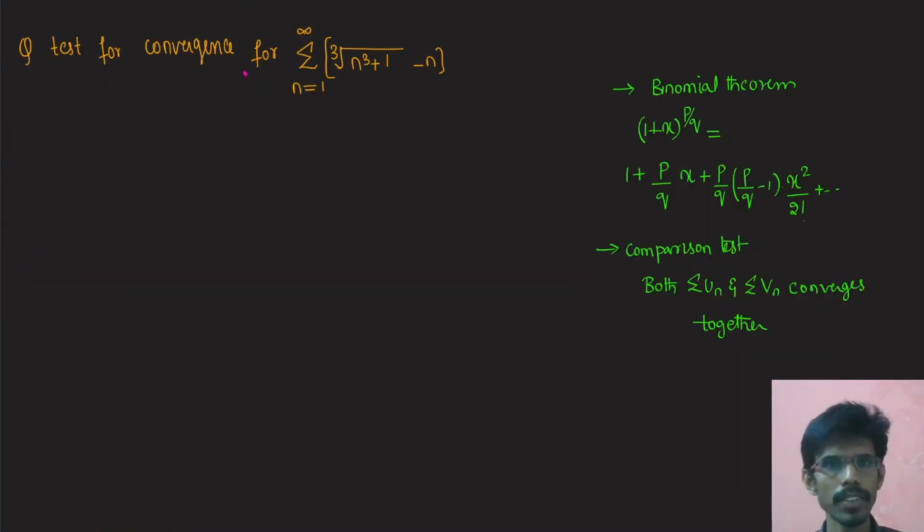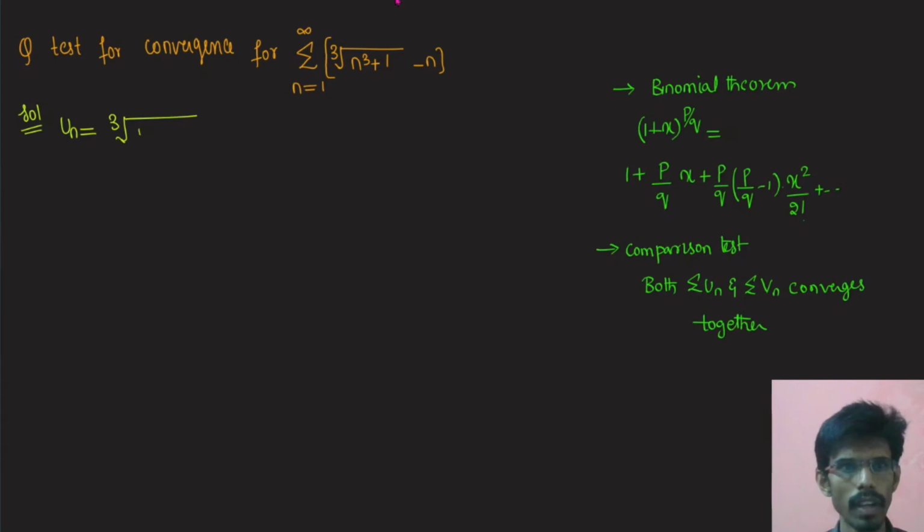Test for convergence for sigma n equal to 1 to infinity, cube root of n cube plus 1 minus n. Now let us see the solution for this. Let the nth term be Un equals cube root of n cube plus 1 minus n. Now this can be written as n cube plus 1 whole power 1 by 3 minus n.